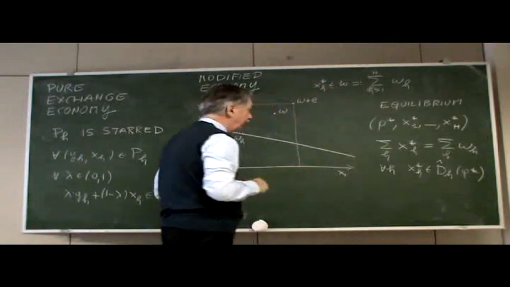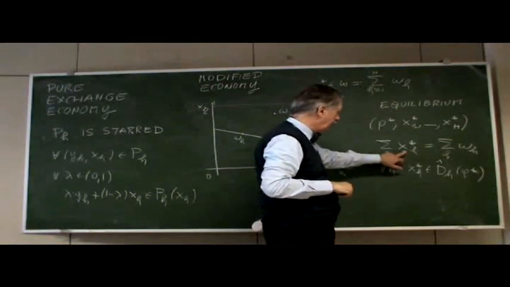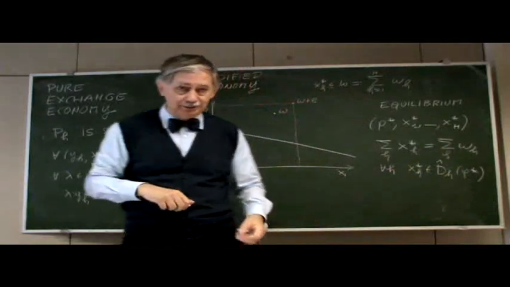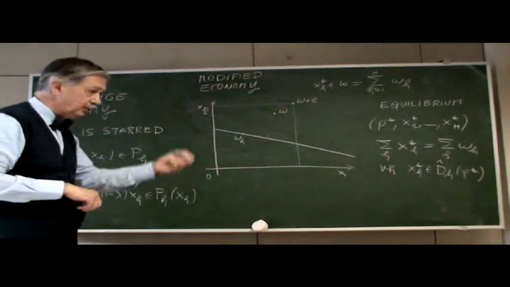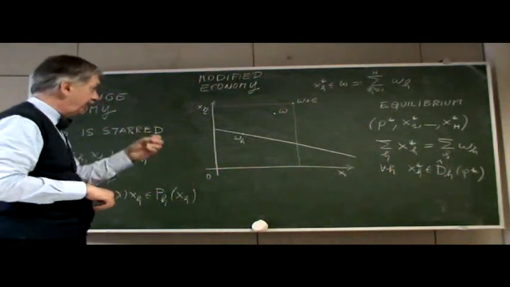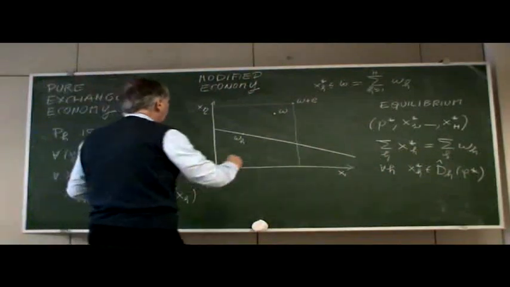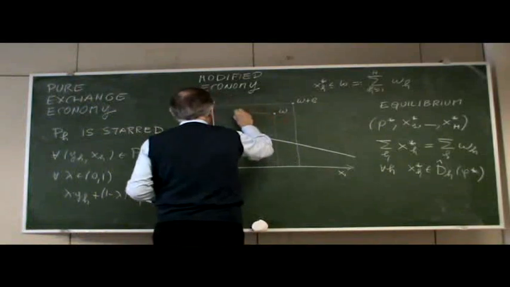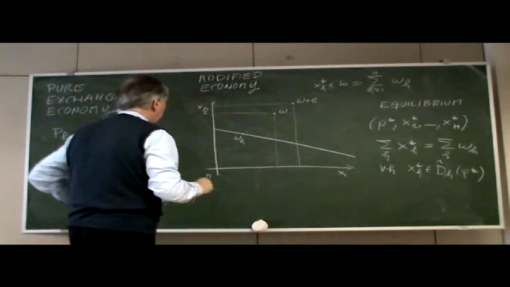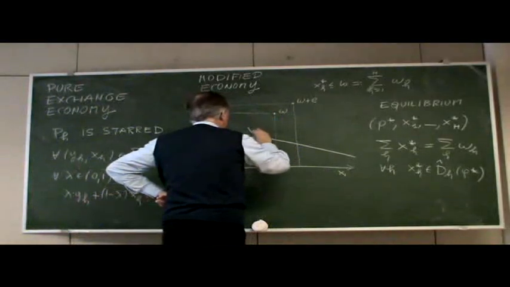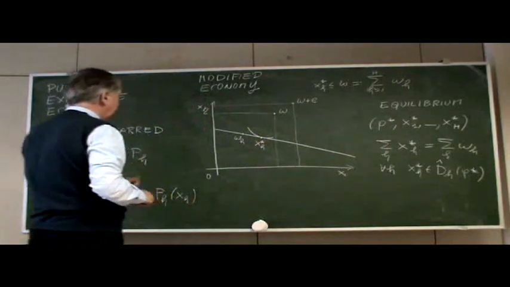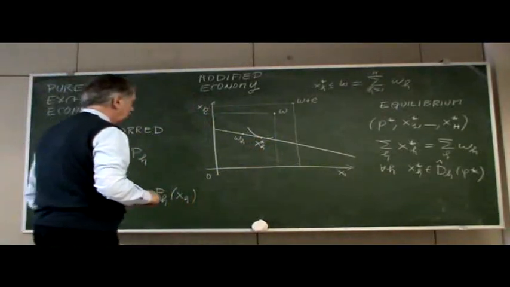In equilibrium, this is obvious because the sum of these vectors must be equal to omega, the total initial endowment. So the individual optimal bundle must have all the components less or equal than omega. So say this is the point, X star H, which is optimal in the truncated economy, in the modified economy.